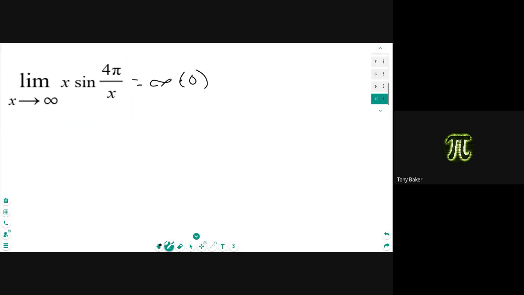Okay. Now, this one's very similar to the last one. I just have an x in front. So I can change it to the 1 over x. So I can change this to sine of 4 pi over x divided by x to the negative first power.